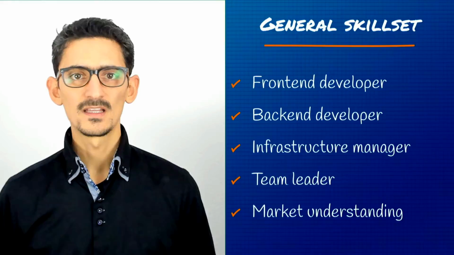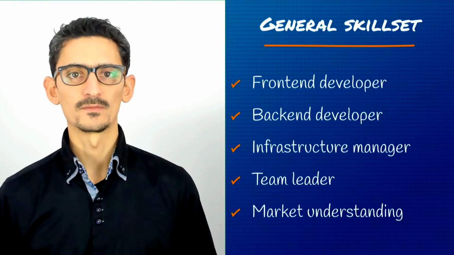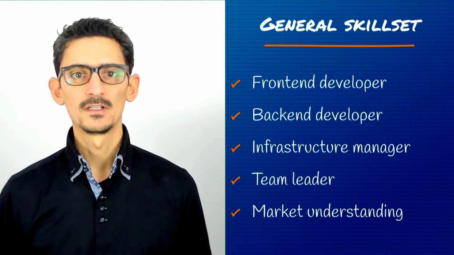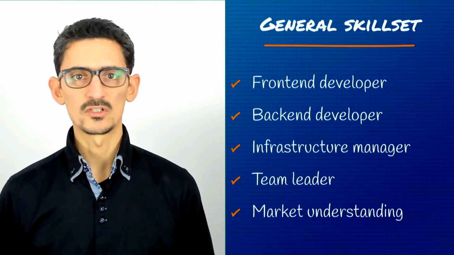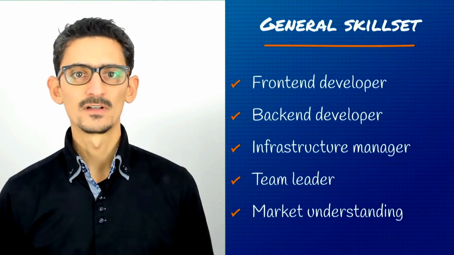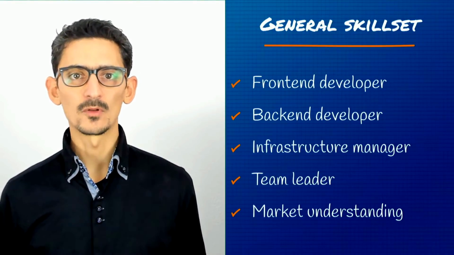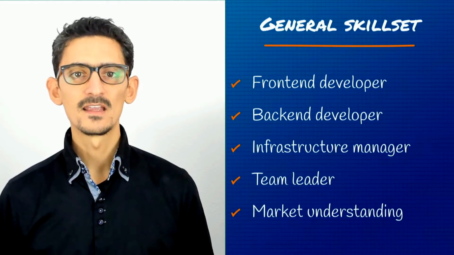Let's assume that you want the best full stack developer, with at least a previous experience as a lead developer, so he will be able to set up and organize the work of your future development team. In that case, you need to check 5 skill set areas. The first is his skills as a front-end developer, then as a back-end developer, as an infrastructure manager, which also means cloud manager, and the team leader, the management skill set, and finally, his market understanding.